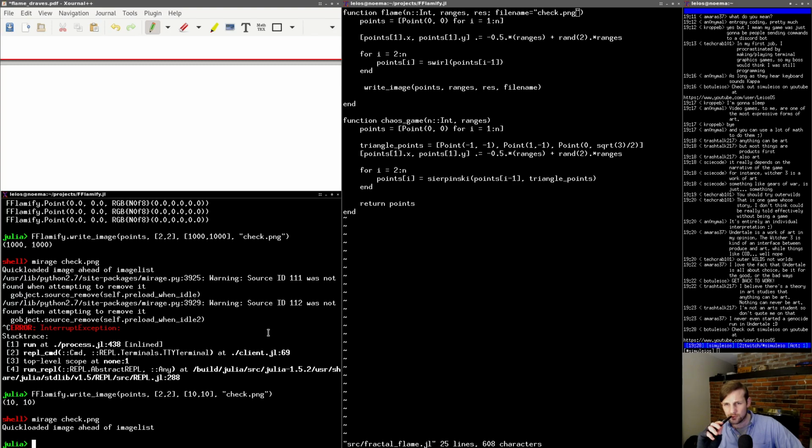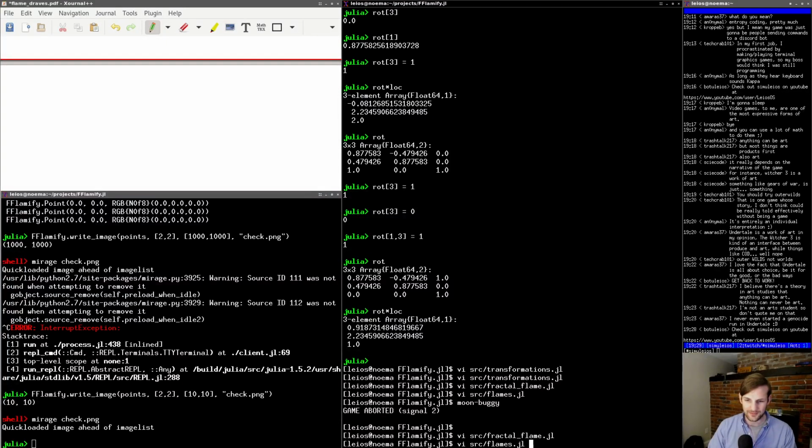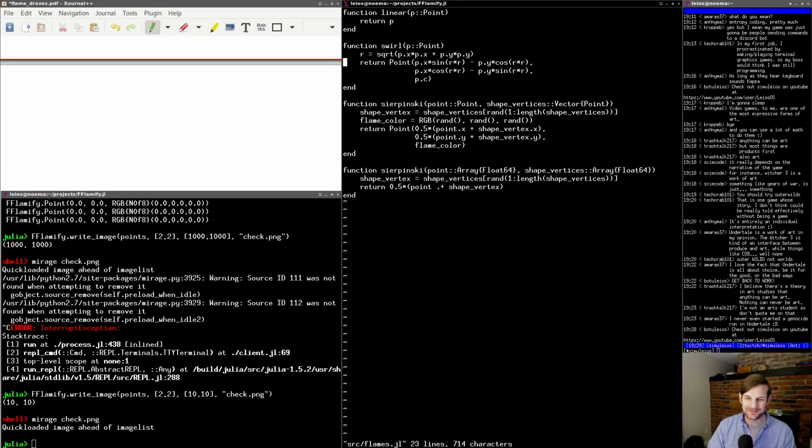Is this because our point doesn't have a color associated with it? That might be why. In fact, I'm 90% sure that is why. Yeah, I'm pretty sure that's why, because I just realized we return a point with a color associated with it, but here, we have no color associated with this function. So let's just give it a color.